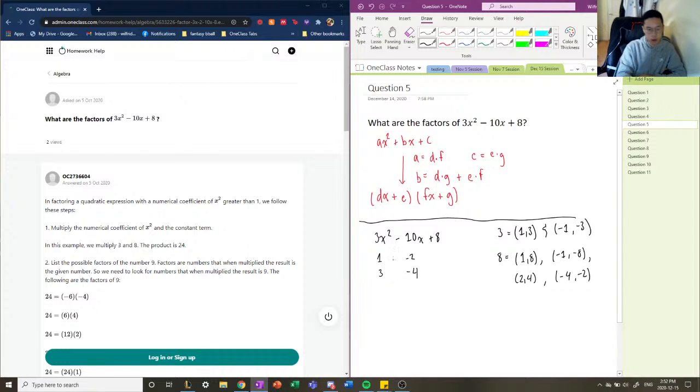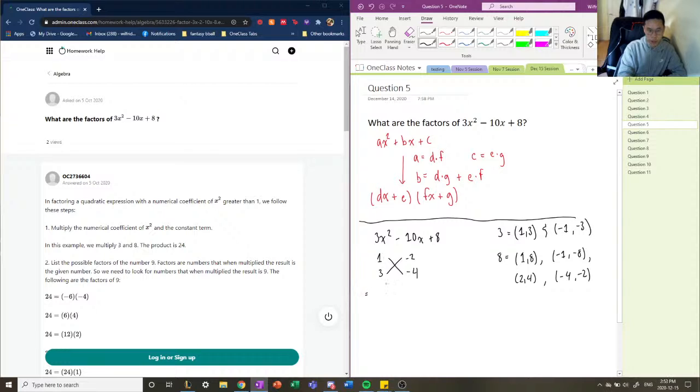Okay, so we arranged our factors as so. All right, and this is why I like to call it the cross multiplication method, because now we're going to multiply these two diagonal numbers and these two diagonal numbers and add them together. And hopefully what we get is negative 10.